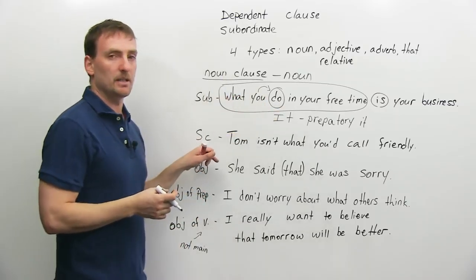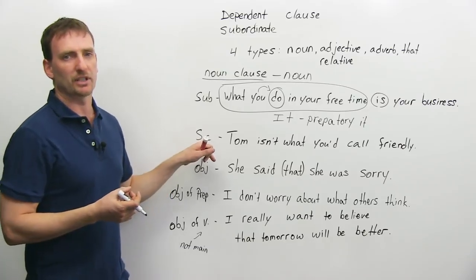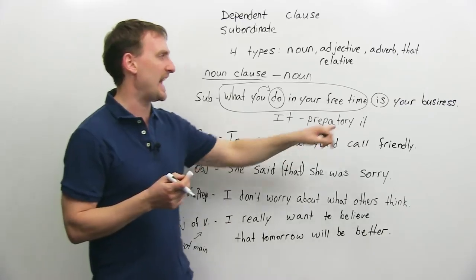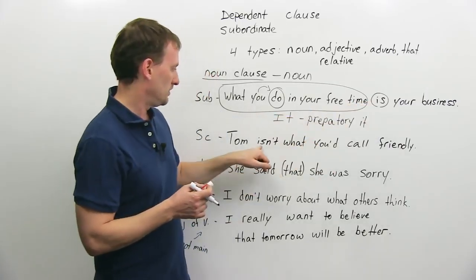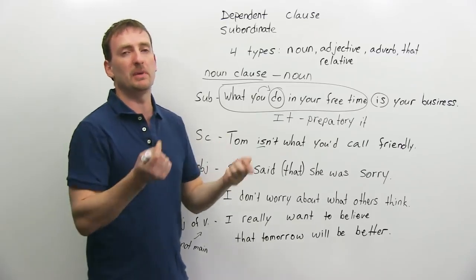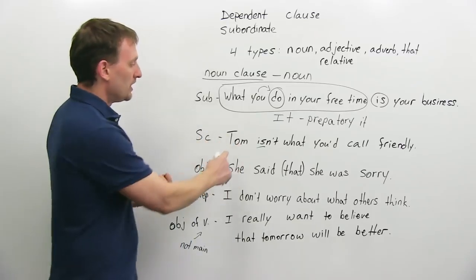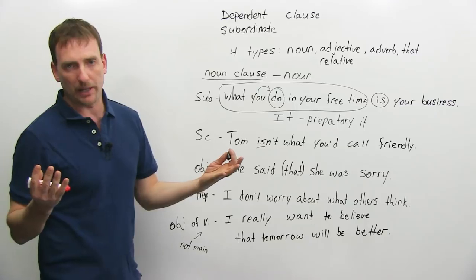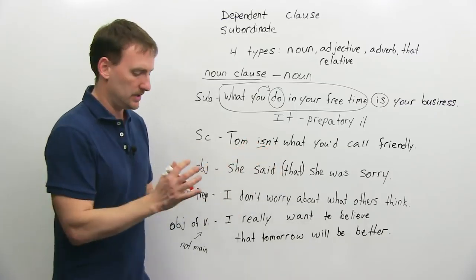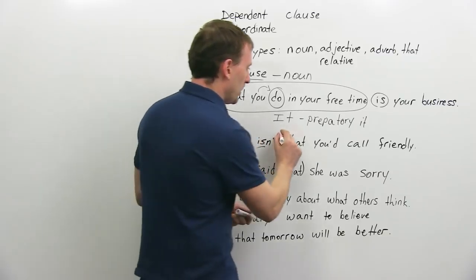Now, we can use it as a subject complement. A subject complement looks like an object, but it is not. It comes after a be verb. Okay, and it completes the meaning of the subject. So Tom, what do we know about Tom? Tom isn't what? He isn't what you would call friendly.